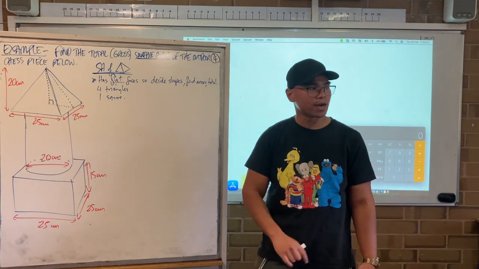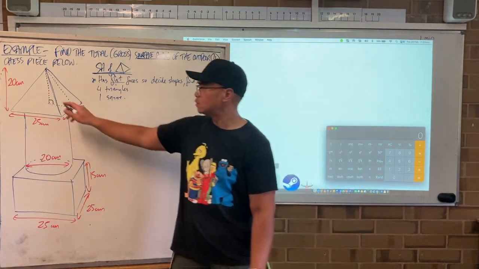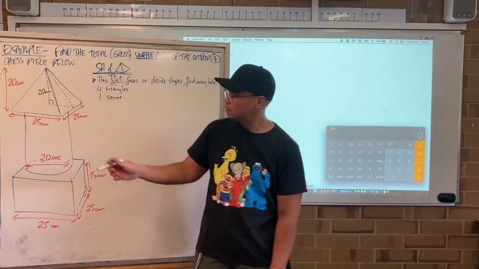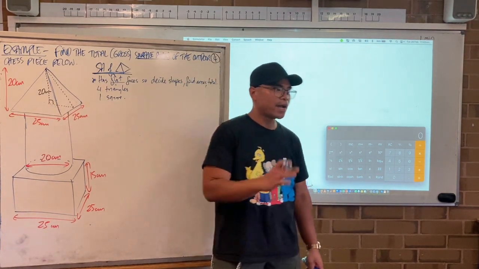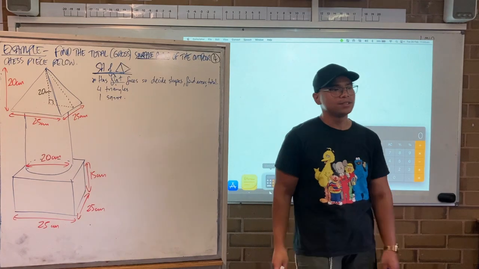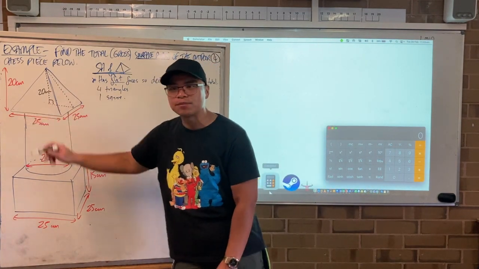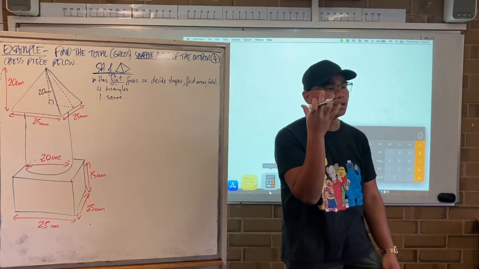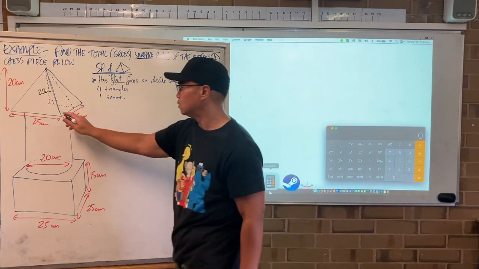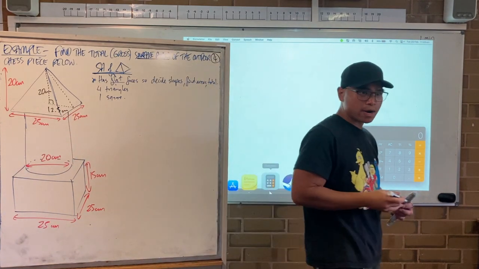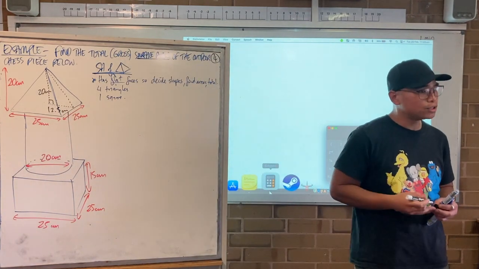How tall is that right angle triangle? Good, because it's vertical. Be careful. I need to know what the base is. I have enough information to work out what the base is because it goes down into the middle. It's in the middle of something that's 25 centimeters long. So how long is that? Good. Do I have enough info about this right angle triangle to find the hypotenuse of it?